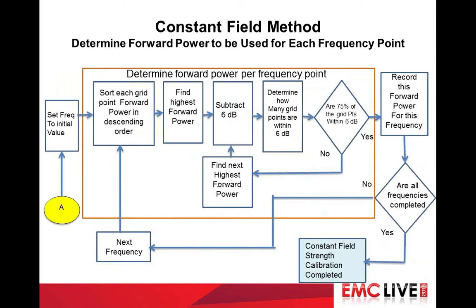After collecting all the forward power measurements for each grid point and frequency, the next step is to determine the forward power to be used per frequency point using the following steps. Sort the forward power reading by frequency of each grid point in ascending order. Start at the highest value and check if 75% of the points are within 6 dB. If 75% of the points are not within the tolerance of 6 dB, then start with the next highest reading. Stop the procedure when 75% of the grid points are within 6 dB. Of the 75% grid points within 6 dB, record the maximum forward power. This is the forward power to be used.